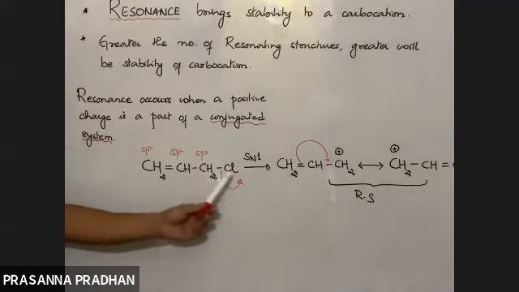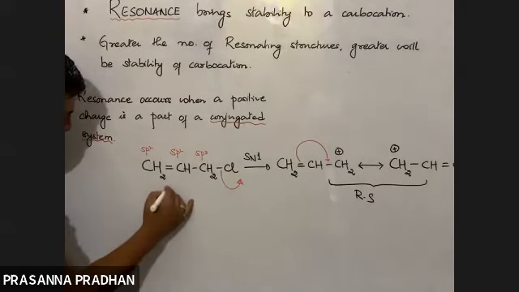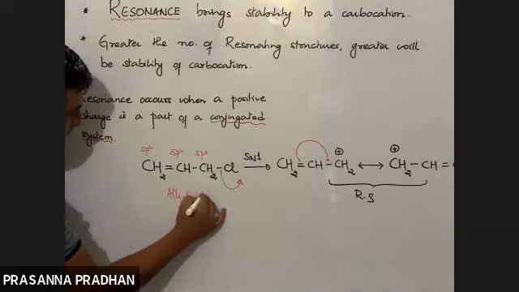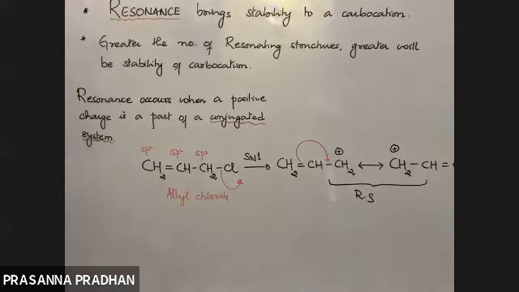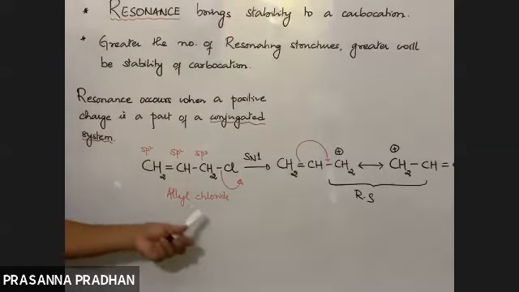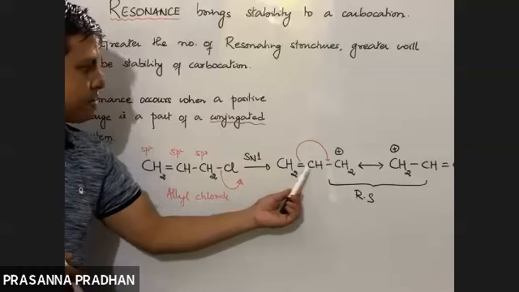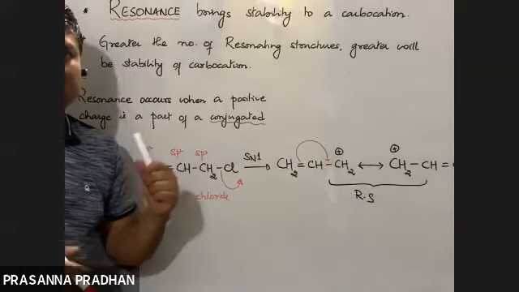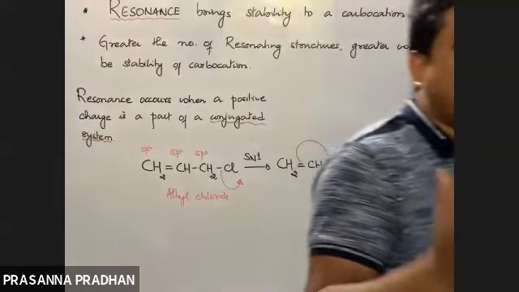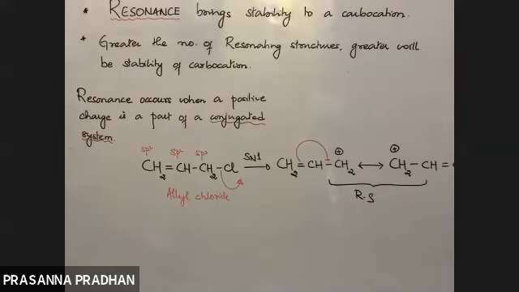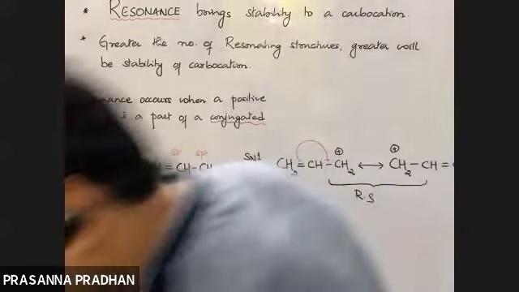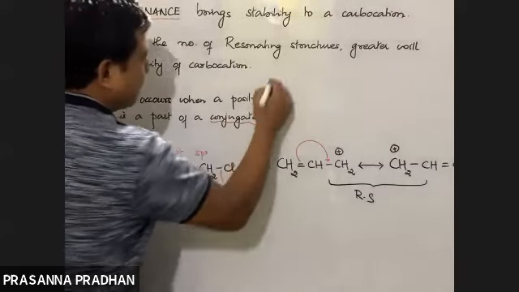So its name will be allyl chloride. Allyl chloride. Although it is a 1 degree halide, it reacts readily by SN1 mechanism. Explain. If it reacts by SN1 mechanism, then a carbocation should be formed. Here we see the positive charge is a part of a conjugated system. Resonance will occur. So we say that since the allyl carbocation is resonance stabilized, we write in this way.